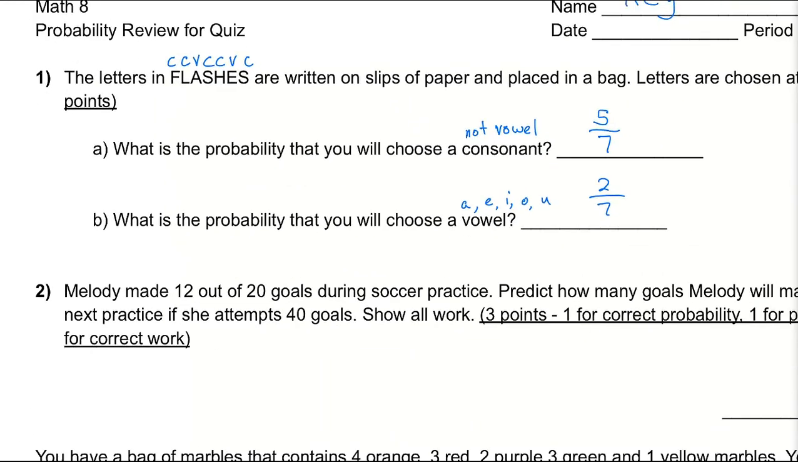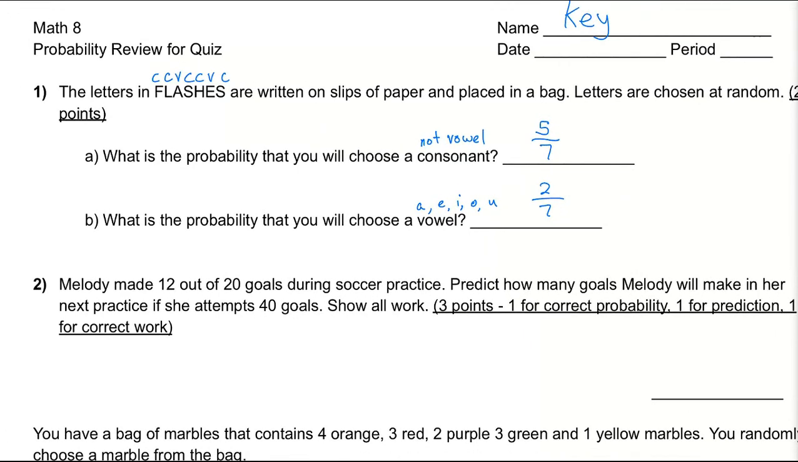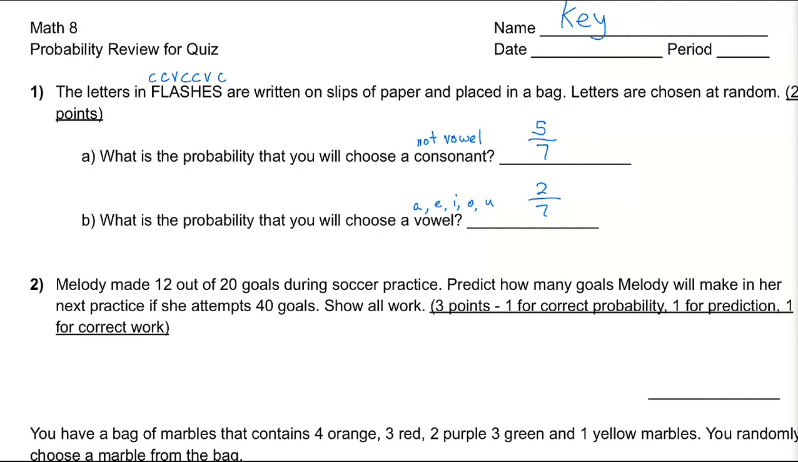Number 2, Melody made 12 out of 20 goals during soccer practice. Predict how many goals Melody will make in her next practice if she attempts 40. So 12 out of 20 is what her probability is. It's kind of already there for you. So you could keep that, you could simplify it, you could use the decimal, which is going to be 0.6, right? And then to predict, you're going to multiply that by what she is attempting. She's attempting 40 goals, so I'm going to multiply by 40, which is going to be 24.